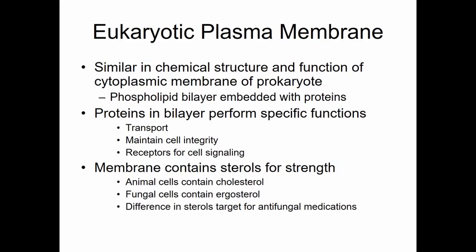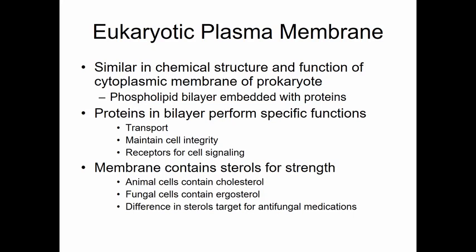Other structures in a eukaryote. The plasma membrane is here. Now remember, in the prokaryote, we talked about the cell membrane. We called it the cytoplasmic membrane. In a eukaryote, it's called the plasma membrane. It is literally the same structure. So how we talked about that phospholipid bilayer before, the same thing applies here. So if you learned it really nicely for a prokaryote, you are good to go when it comes to a eukaryote. All it is, is another phospholipid bilayer embedded with proteins.